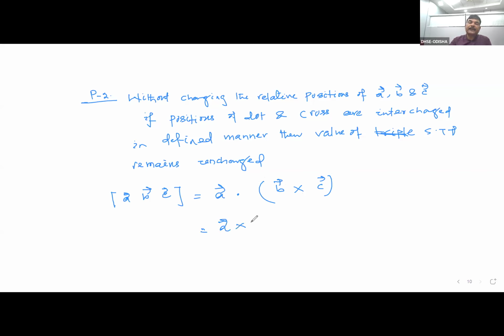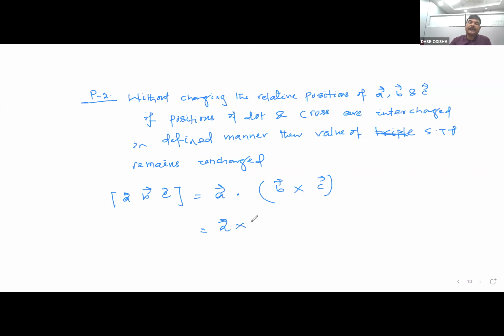Suppose B and C are parallel. If B and C are parallel, then the angle between B and C will be 0. And B cross C is equal to |B||C| sin theta n cap. If theta is equal to 0 degrees, then sin theta will be 0. Sin 0 degrees is equal to 0. So if B and C are either parallel or equal, then B cross C will be a null vector. So A dot null vector will be 0.